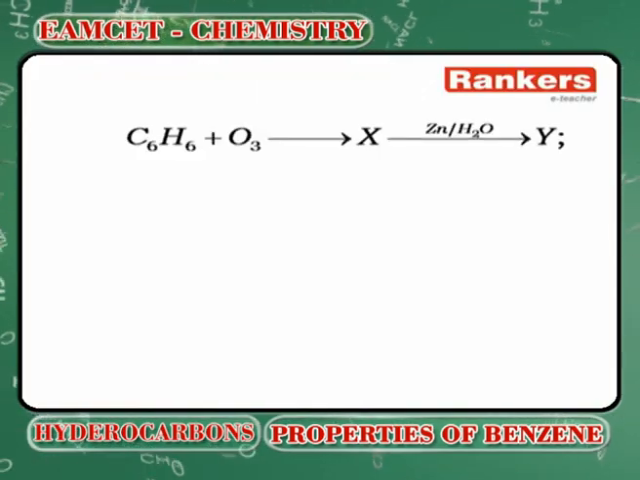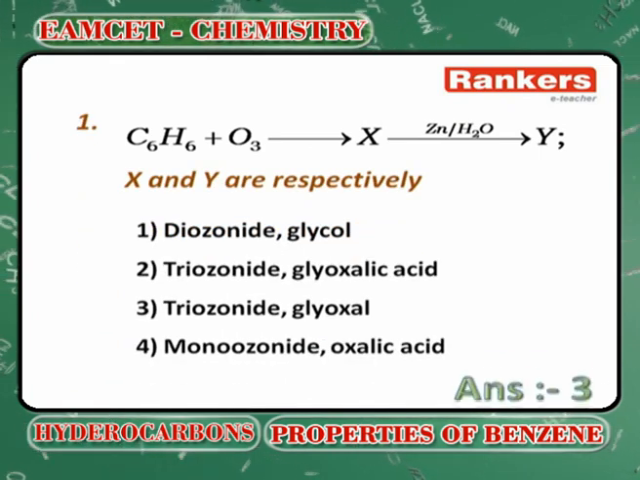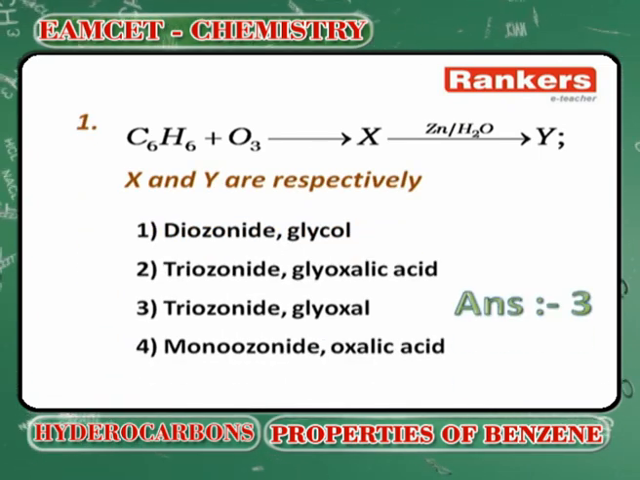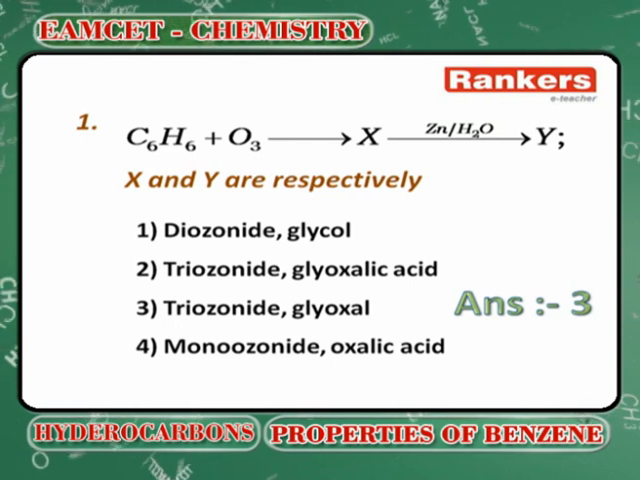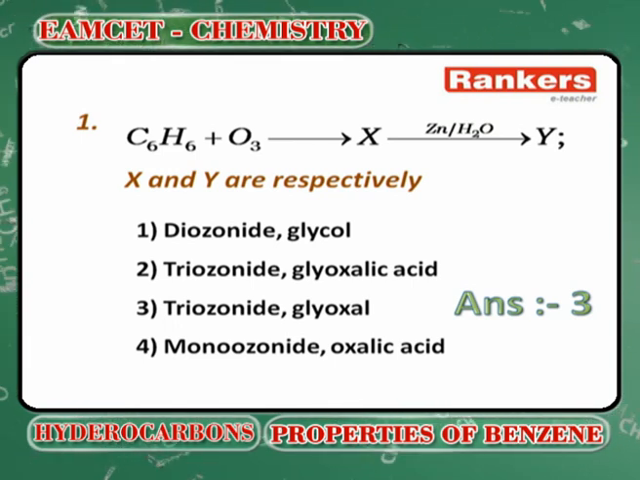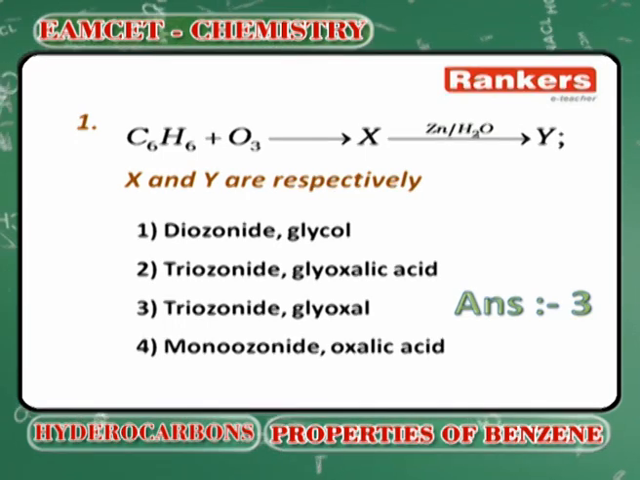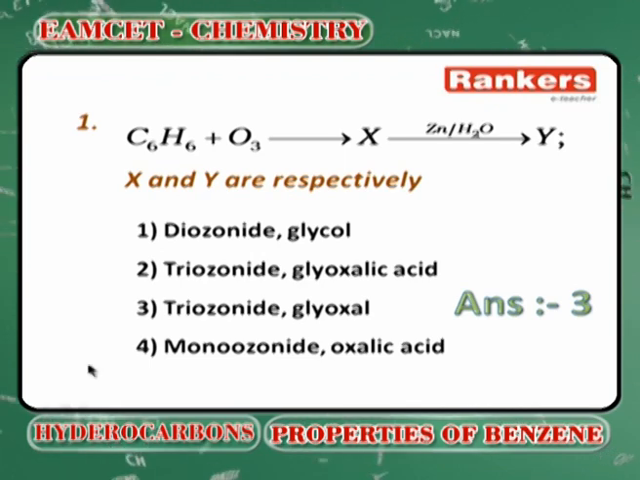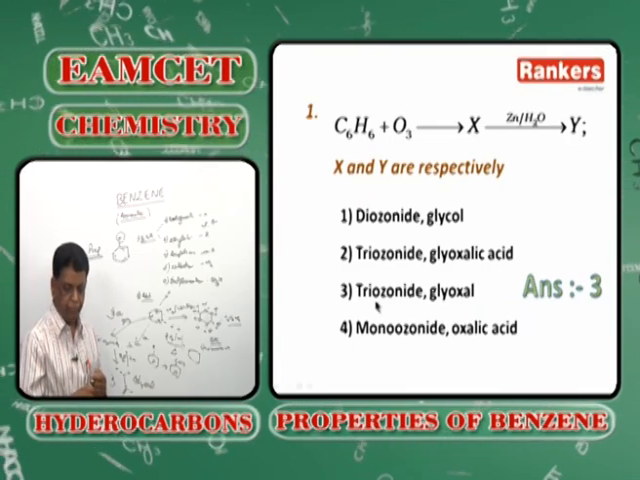Next, first question. The first question is: benzene with O3, X is formed, with zinc dust Y is formed. As we have seen on the board, the ozonide is a triozonide, followed by which it gives glyoxal, that is 3 molecules of glyoxal. The answer goes to the third option, 3. Next.